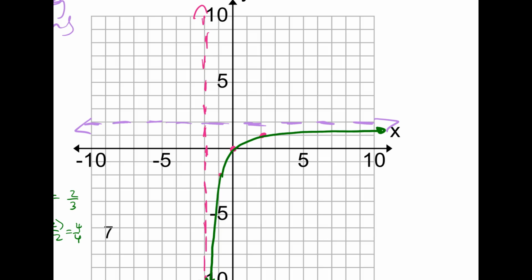I don't know why this is so slow. It was so fast yesterday. So I'm following the asymptotes. I get close, but do not touch.